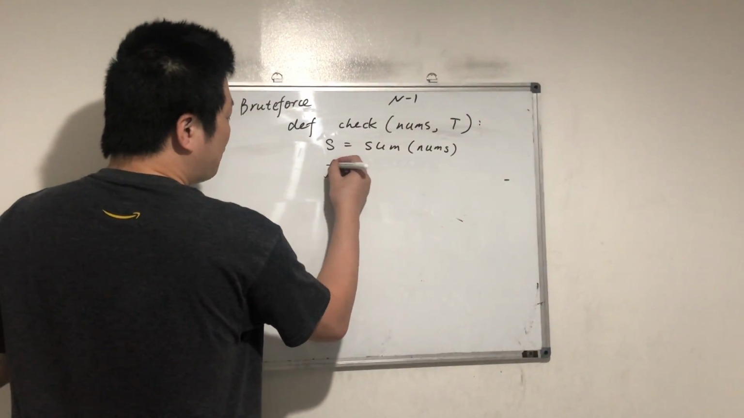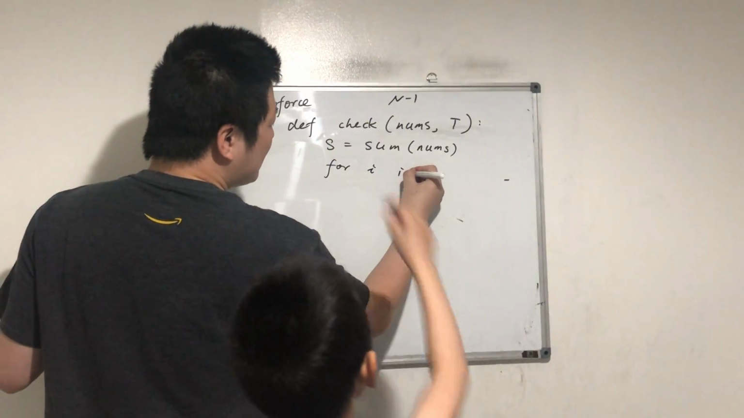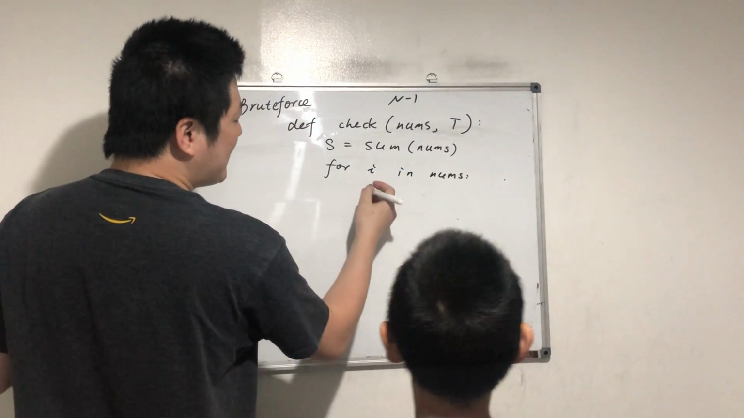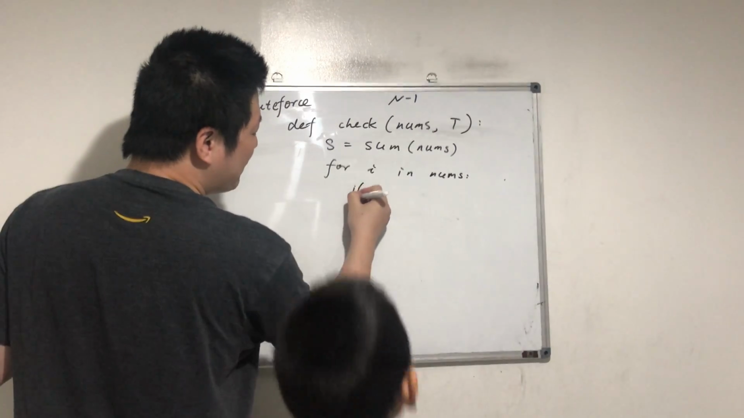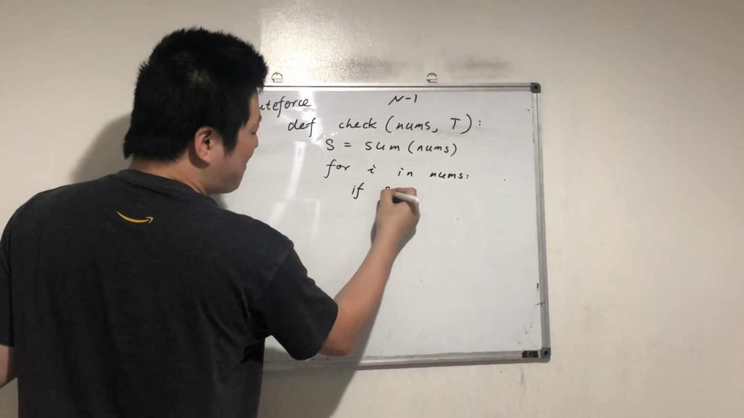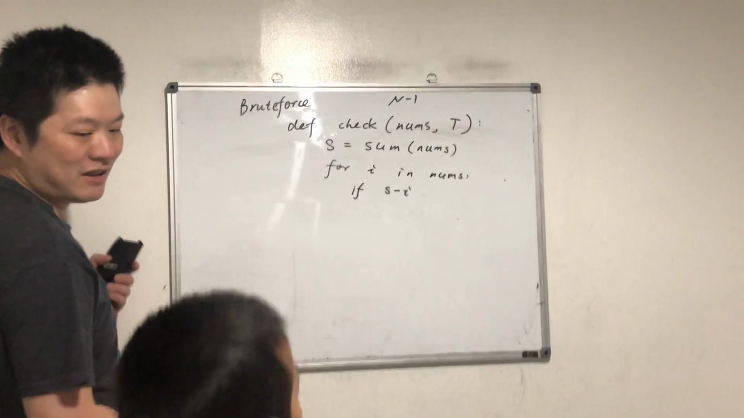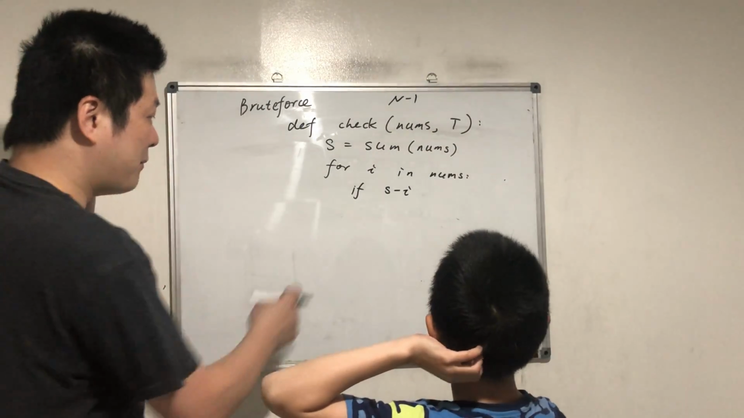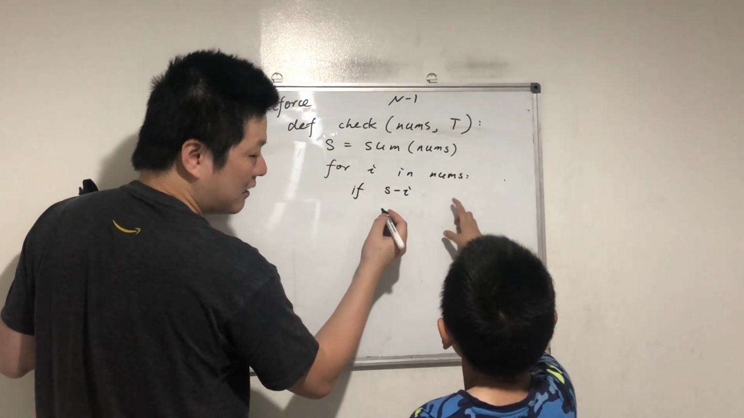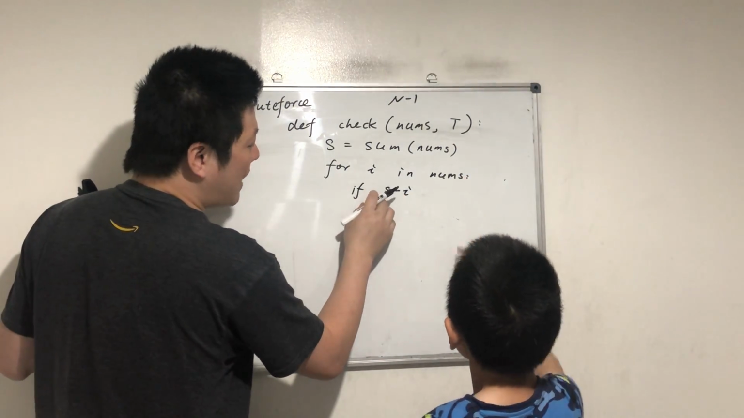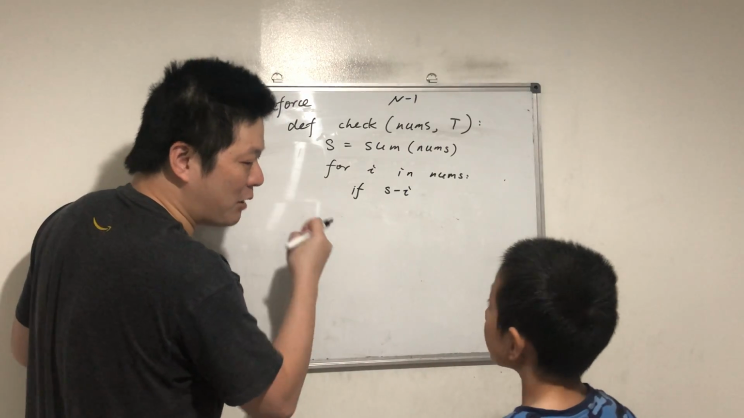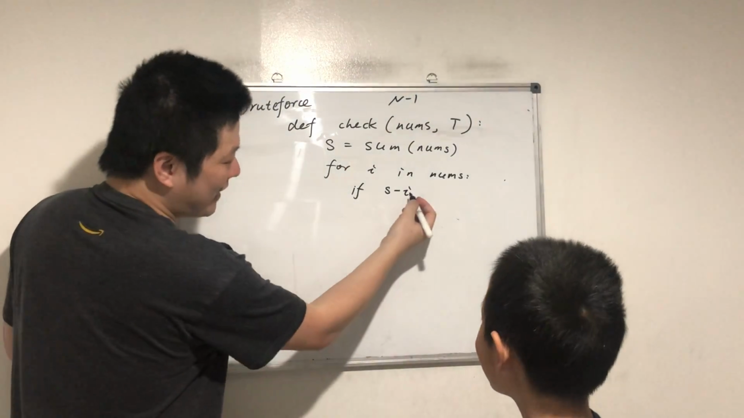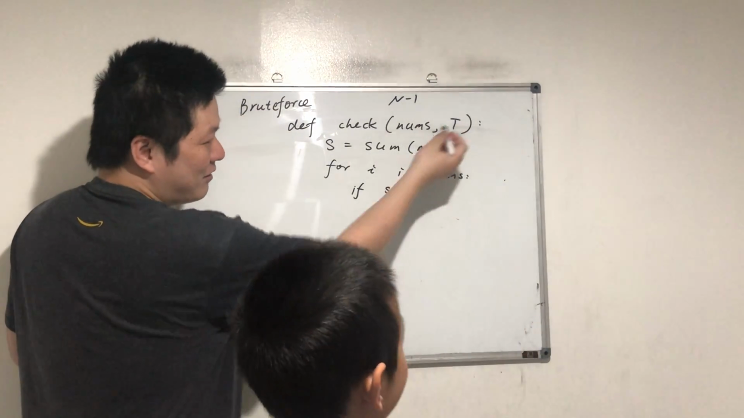And then now, for i in nums, we try each number, right? Then if I take away the number, sum minus the number i, that's the sum of the remaining numbers. And what is it equal to? We take it away, and what is it equal with t?